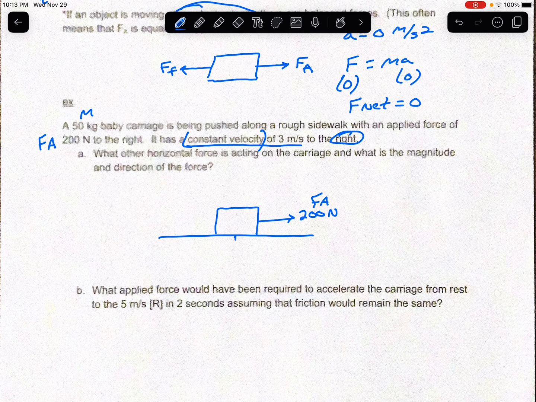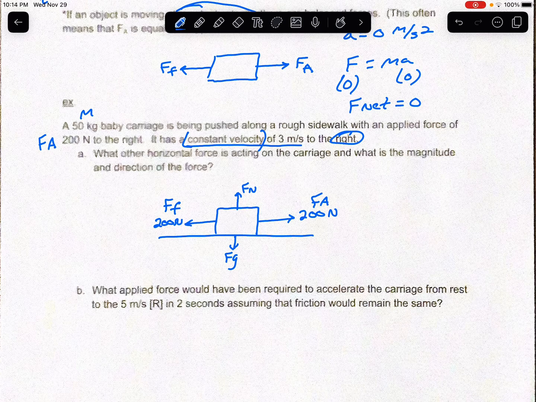Okay, you have your force of gravity that's pulling it down, and then the surface is pushing back up with Fn. Okay, and it says what other horizontal force is acting on it? Well, if I want to keep this going at a constant velocity, that means my frictional force has to be the same as my applied force. So that means my FF is also going to be 200 newtons, just in the opposite direction.